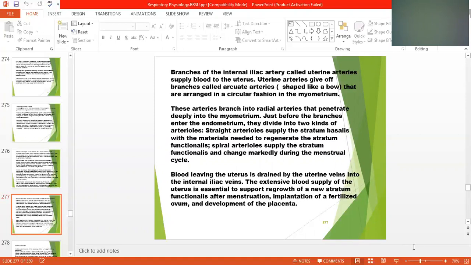Just before the branches enter the endometrium, they divide into two kinds of arteries. A straight arteriole supplies the stratum basalis with the material needed to regenerate the stratum functionalis, the inner layer of the uterus, which sheds at the time of menses. A spiral arteriole supplies the stratum functionalis and changes markedly during the menstrual cycle.